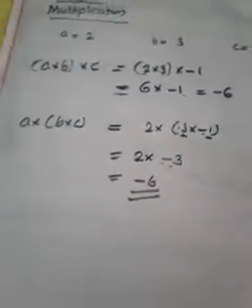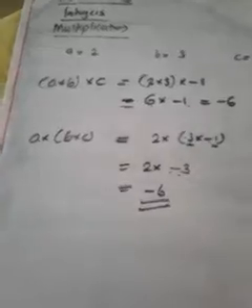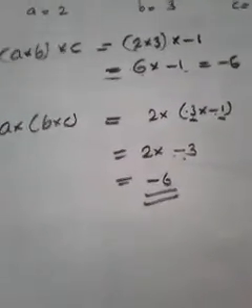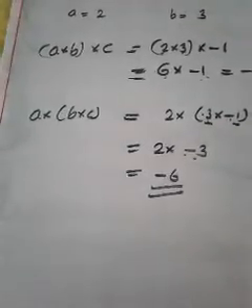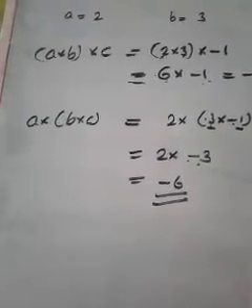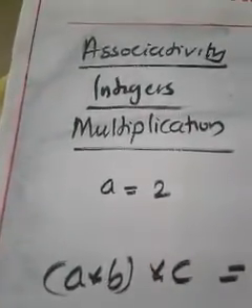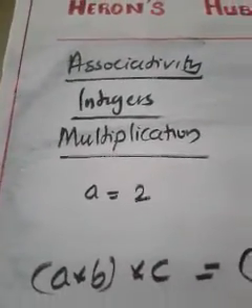So anyway, we got both as same, but with only one example we cannot conclude. We have to go for one more example. That is your homework. You just try one more example. Anyway, however many examples you do, you will get both as same. That means you can conclude that multiplication is associative in integers.